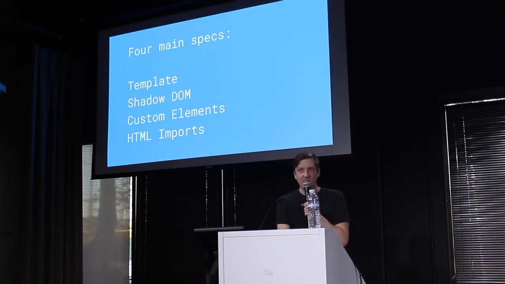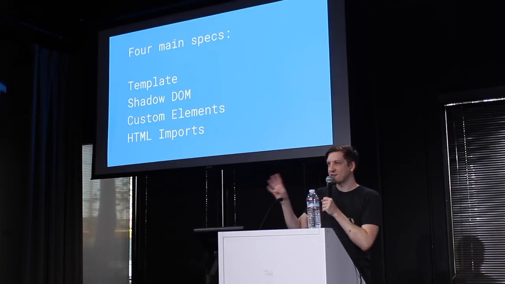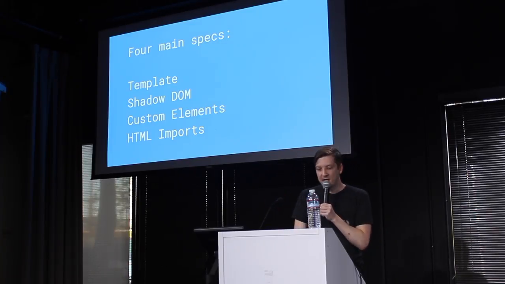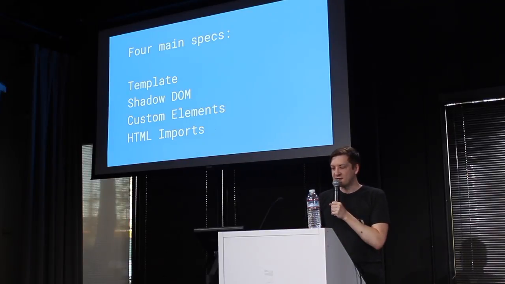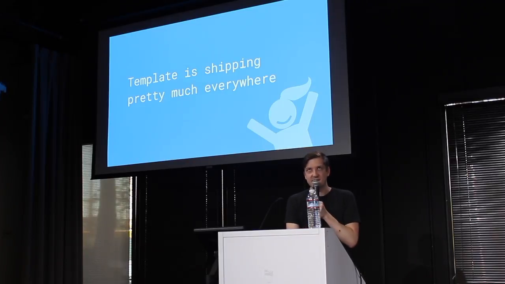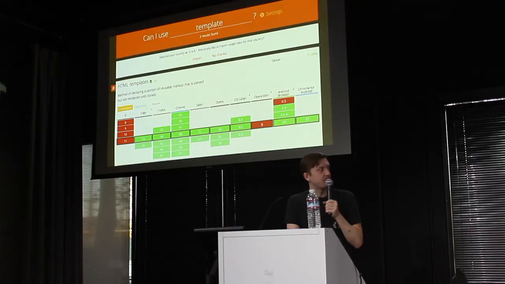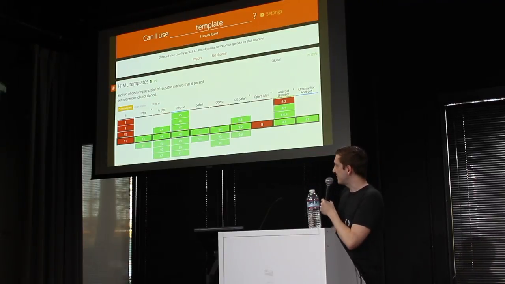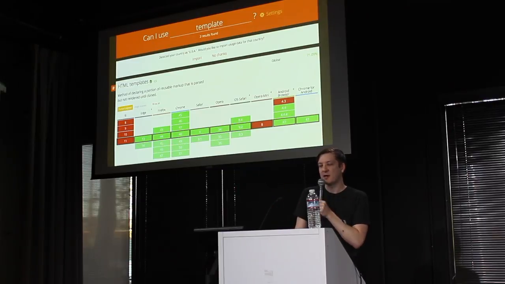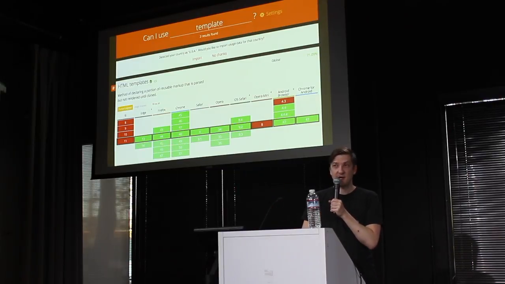So in the space of web components, there are four main specifications, four main standards that we are working on. It's template, shadow DOM, custom elements, and HTML imports. And to start with the good news, the template specification is now shipping pretty much everywhere. If you go to a site like Can I Use, you can see that all the modern browsers are shipping template. The exception here is IE11. It didn't quite make the cut for IE11, but template is now in Microsoft Edge.